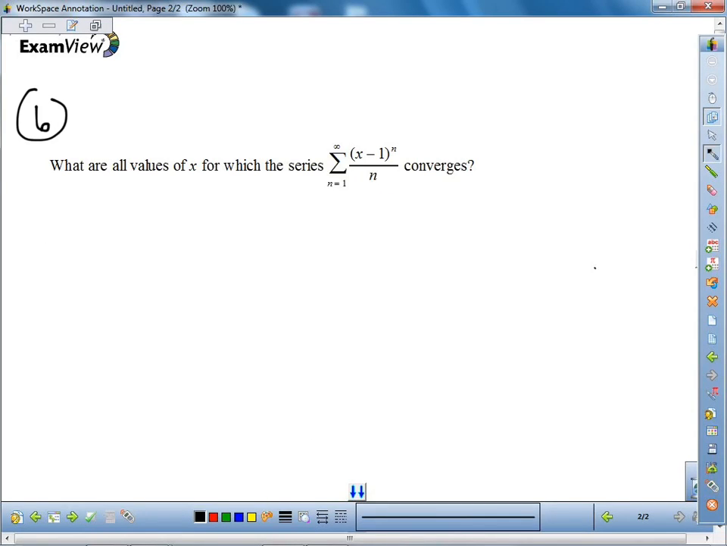For number 6, we're trying to find the values of x for which the series is going to converge. So I'm going to use the ratio test.